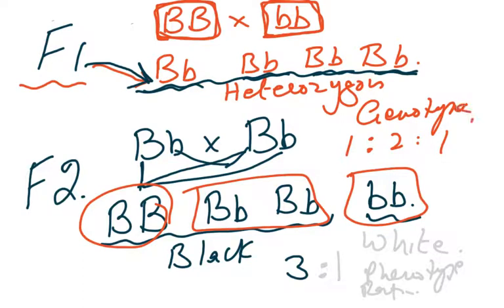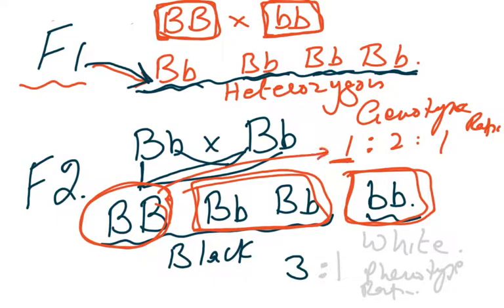The genotype ratio is about what the genotypes are. This one is big B big B, so 1 type, then big B small b, 2 types, and then small b small b is a separate one. So we have 1, then 2, and then 1. Please everybody understand what the F1 generation is and what the F2 generation is.